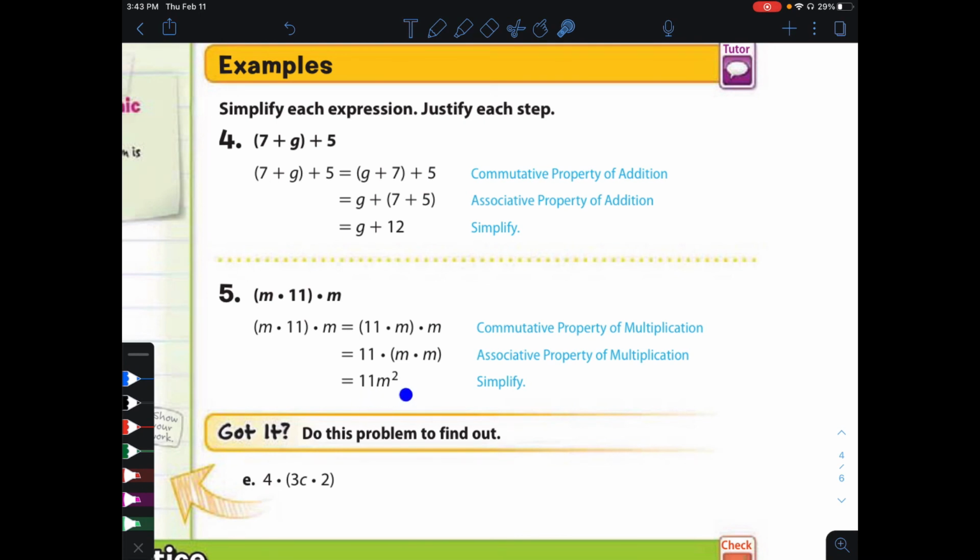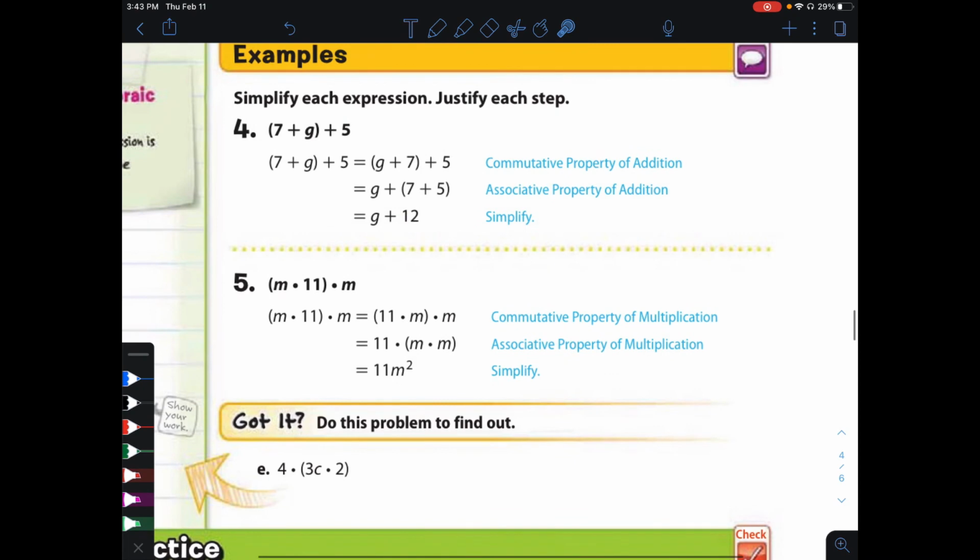Okay, so this is how simple it will get. We cannot make it any simpler. So let's do the got it problem and let's see if you understand examples 4 and 5.